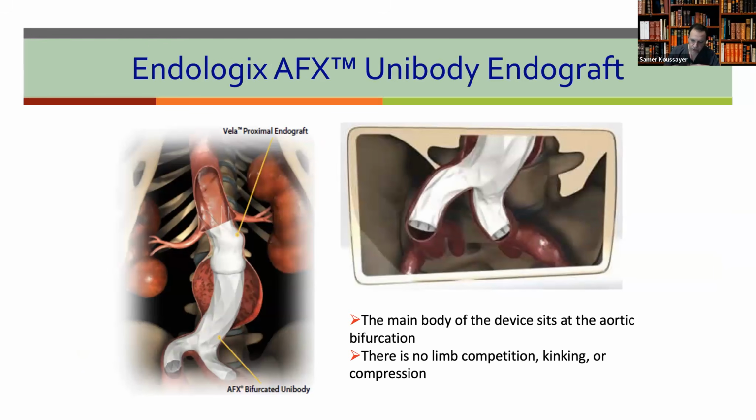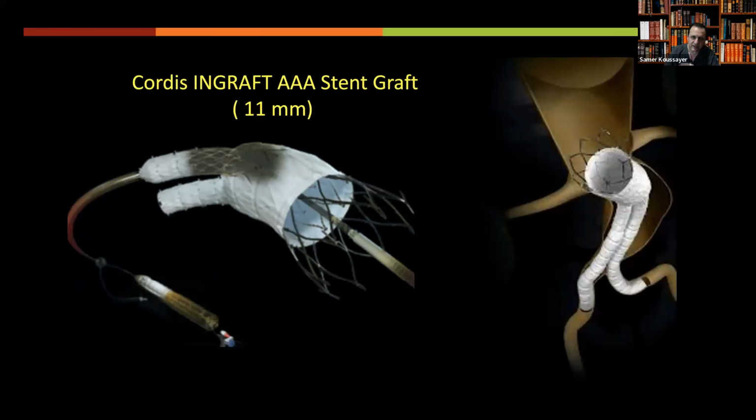But this other solution, and the last solution, which came very recently, is called Ingraft, because Ingraft is very low profile. And if you look at the design, they don't have any eye view for aortic bifurcations. So you can use it down to even 11 millimeters. This is what the company said. They said you can use it for an 11 millimeter aortic bifurcation, very narrow aortic bifurcations.